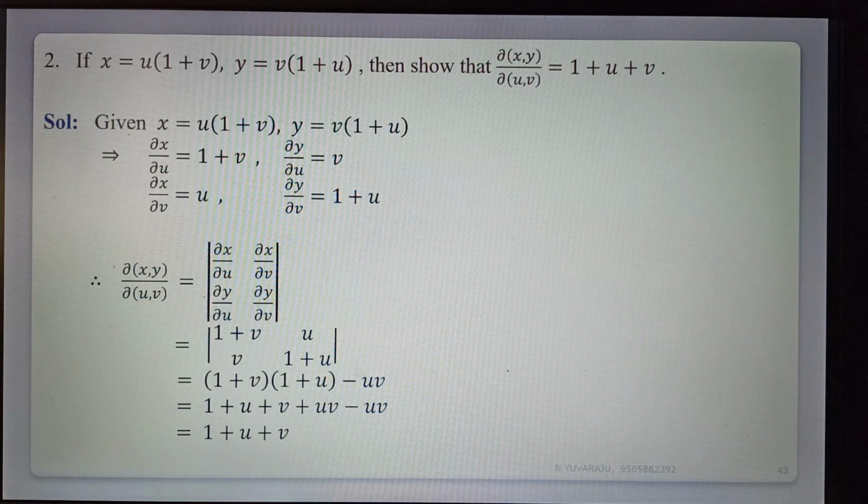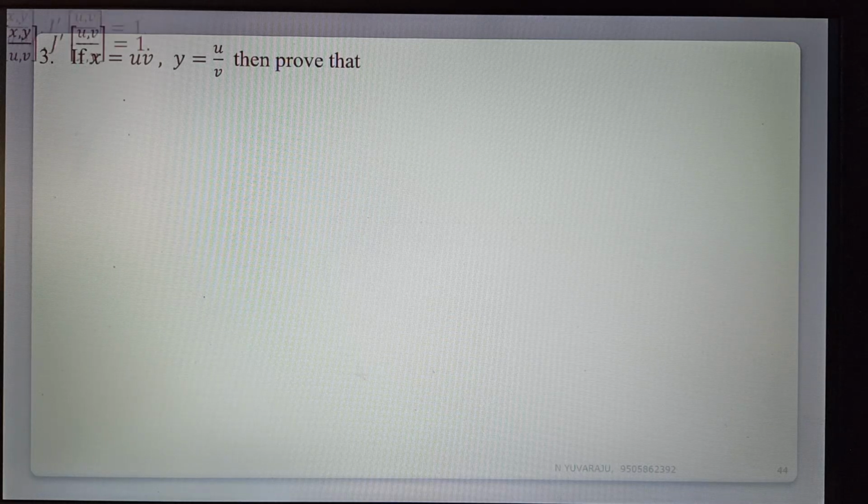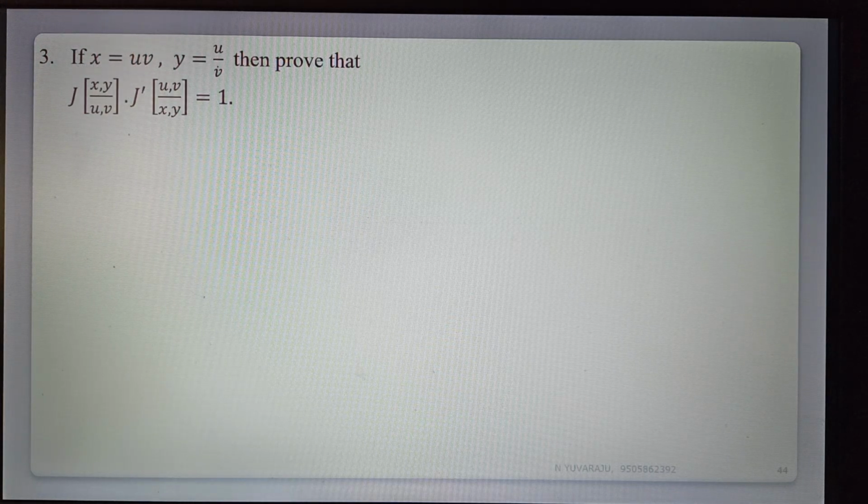See the next example. If x is equal to uv, y is equal to u by v, then prove that J of x, y by u, v into J dash of u, v by x, y, the first Jacobian of x, y with respect to u and v, and the second Jacobian, the reverse, Jacobian of u and v with respect to x, y, the product is equal to 1. This is the first property, and you will show that.